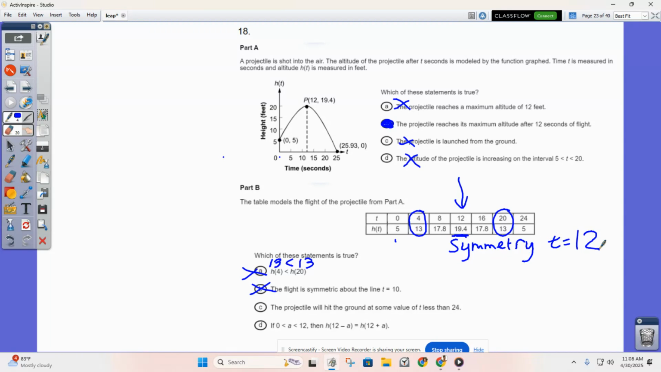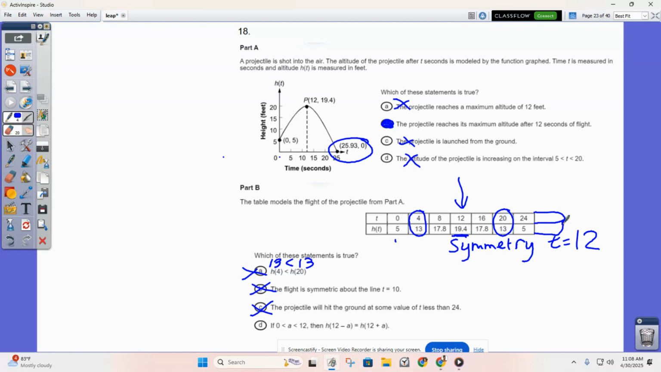It says the projectile will hit the ground at some time less than 24. Look at my graph right here. It hits the ground after 24, not less than 24 seconds. Also on the table, you can see that it's still not back at the ground. We'd have to add more to get to the 0.